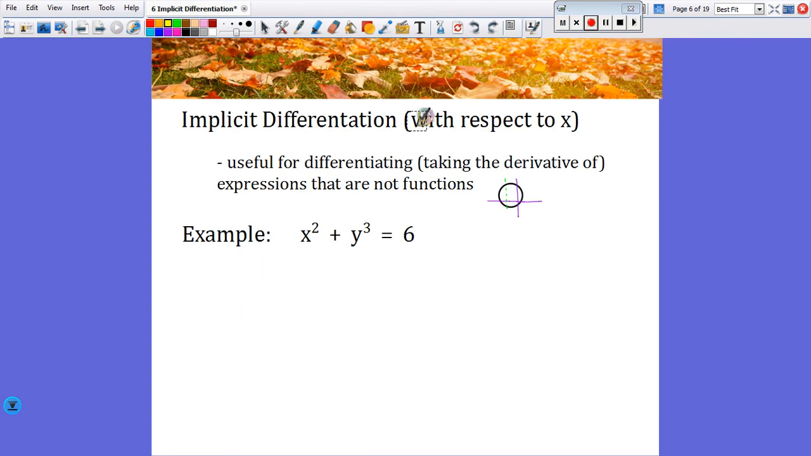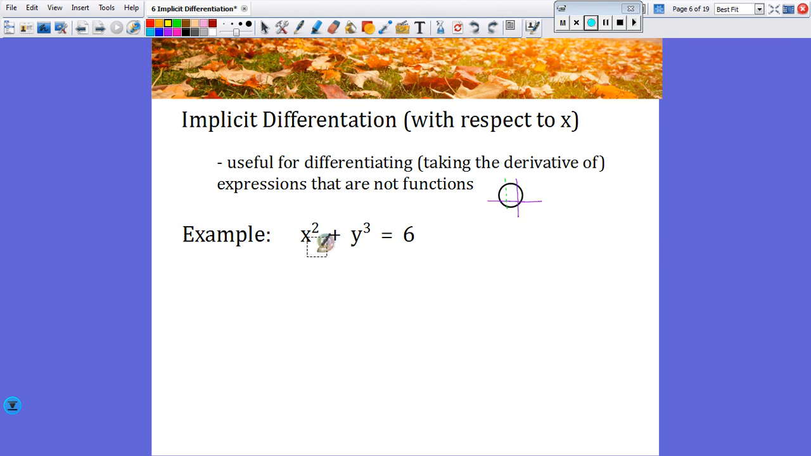So implicit differentiation is only really useful for differentiating expressions that are not functions. So I'm talking about circles, ellipses, hyperbolas, expressions that fail the vertical line test. When we're starting to take the derivative, all the rules that we've already learned about derivatives apply.